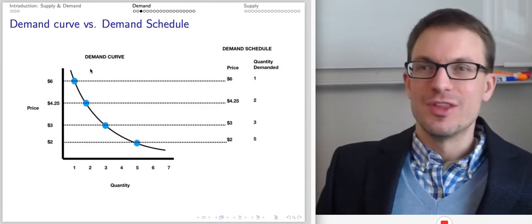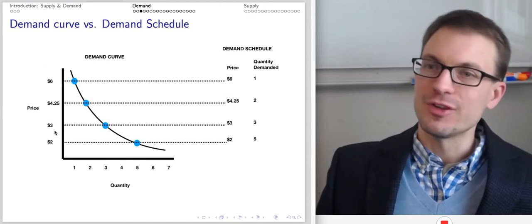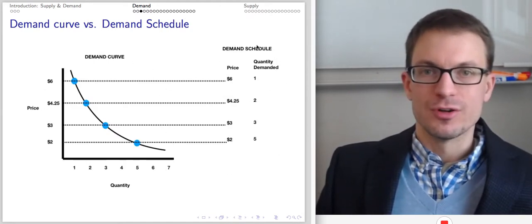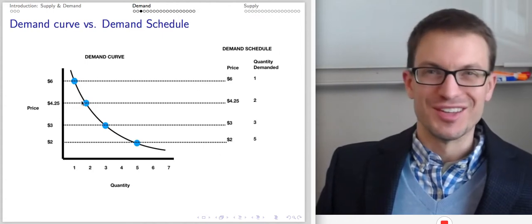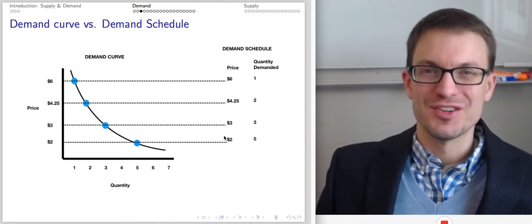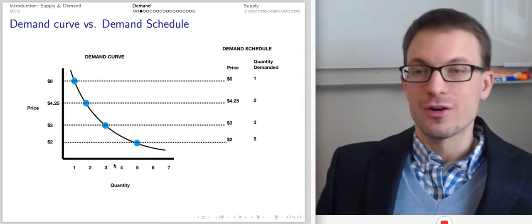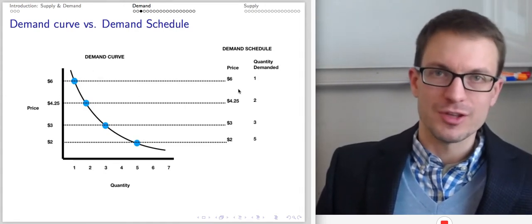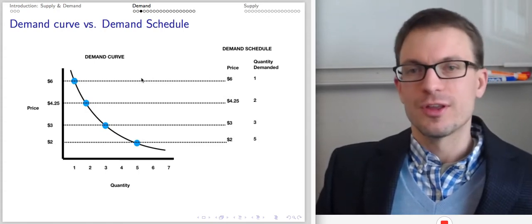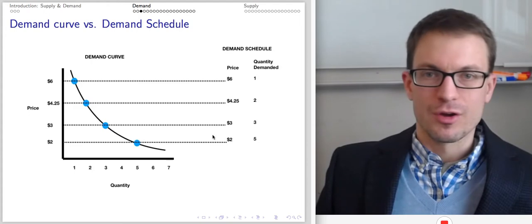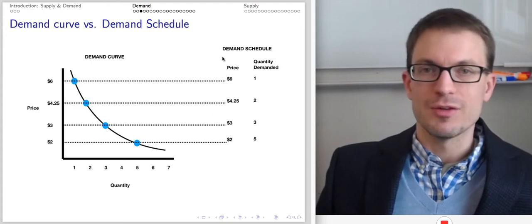Okay, so this is a demand curve versus a demand schedule. On the left here, we have a demand curve. And then on the right, we have a demand schedule. And you will almost never see these things together. Usually you're given a demand schedule and need to construct a demand curve, or you're given a demand curve and you should implicitly think about the demand schedule behind it. But here, just to introduce the topic, I've got the demand curve and then the corresponding demand schedule.